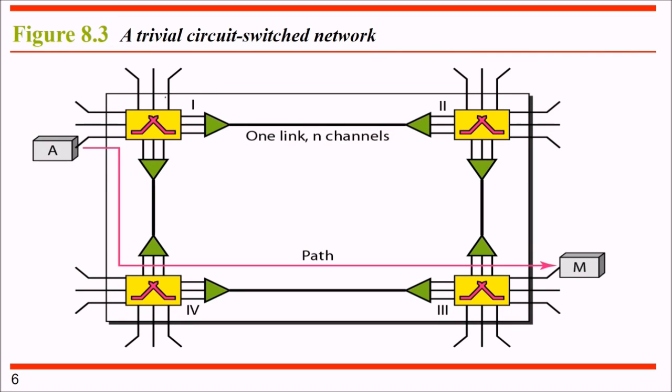This is a trivial circuit switch network. Here we want to send data or a signal from A to B. These are the dedicated links or switches in between, and this is the dedicated path or connection between A and B, and we have one link with n channels. What do we mean when we say one link with n channels? That means for one link there can be n channels, and we'll see it in quite some detail.